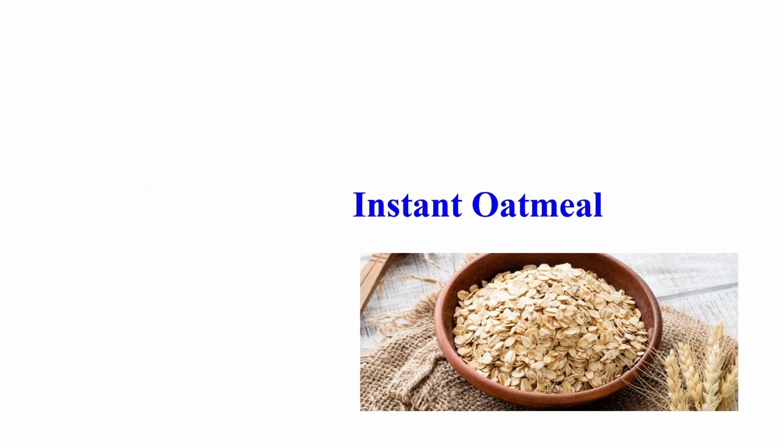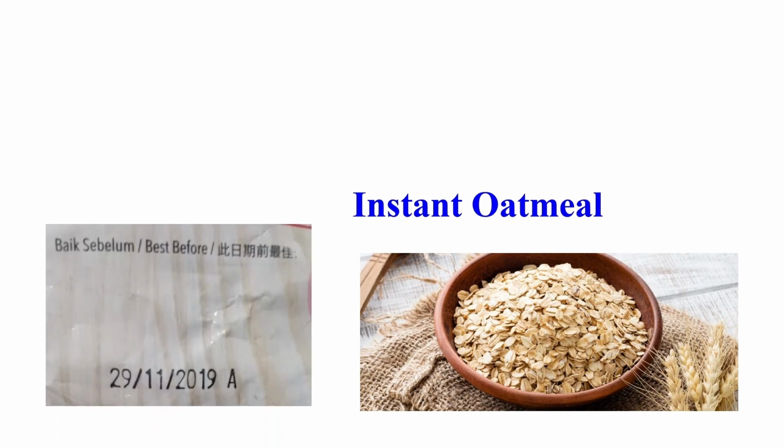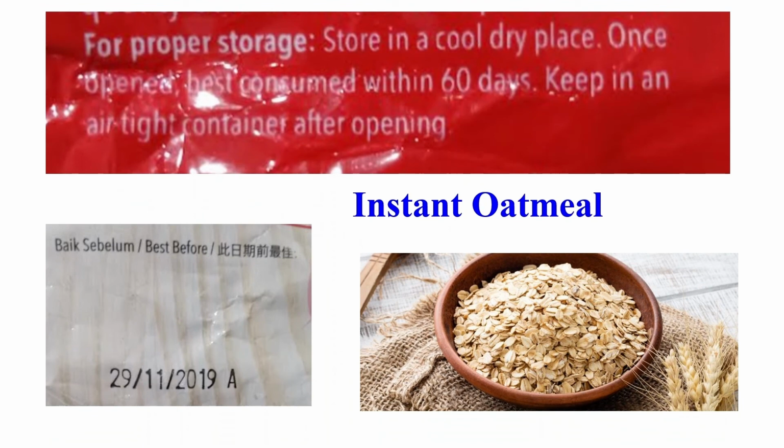So this is the last example for today's sharing. We're going to talk about infant oatmeal. It states the best before date. The good thing is they have stated clearly the proper storage conditions: store in a cool, dry place. And then they have shown you once opened, best consumed within 60 days, and please keep in an airtight container after opening.